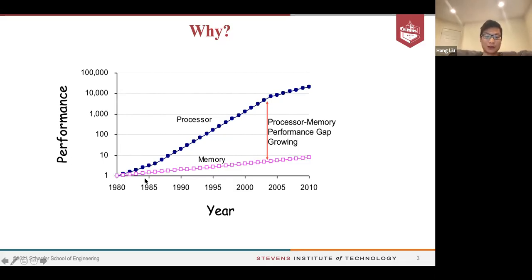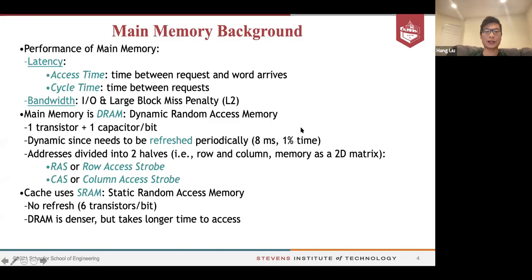So that's why memory is important, or data is important, or big data is important. Showing this figure from left to right, we see the gap between the processor performance and the memory performance is increasingly getting larger. By 2010, we see the difference is more than 1,000 times. That's a lot of difference. So that's why we introduce cache and different caching strategies to try to mitigate this gap. Okay, but before we talk about cache, let's first get some background about main memory.